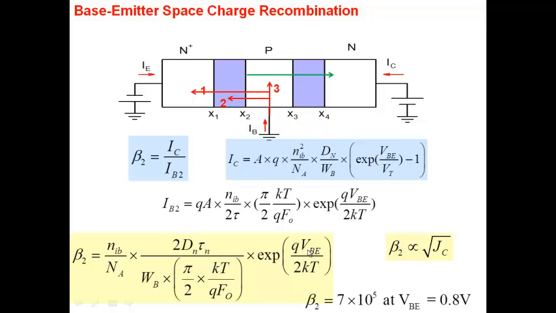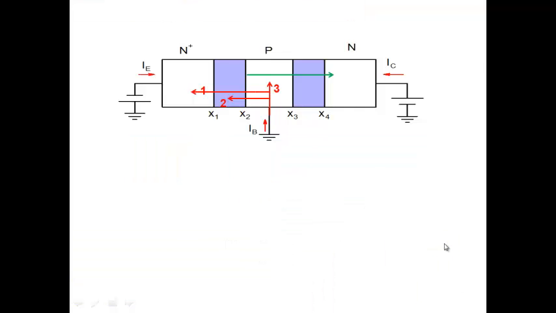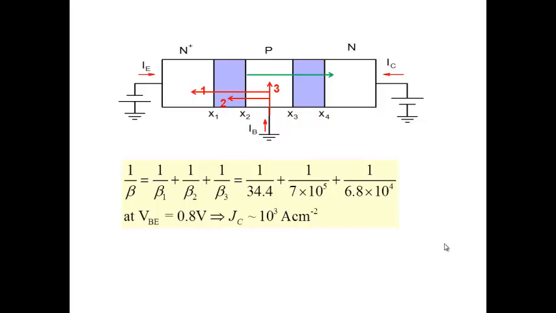It depends on the bias, and therefore it depends on the collector current density. So if we put all the terms together, beta 1 for us was 34.4, beta 2 is 7 times 10 to the power 5, beta 3 is 6.8 times 10 to the power 4. It's dominated by beta 1. So when reasonable currents are flowing in the collector of your bipolar transistor, voltages are reasonably high and current densities are high, the base current is dominated by injection into the emitter. This is what determines the current gain, the beta 1 factor here. And this is fairly small, 34.4 for us.